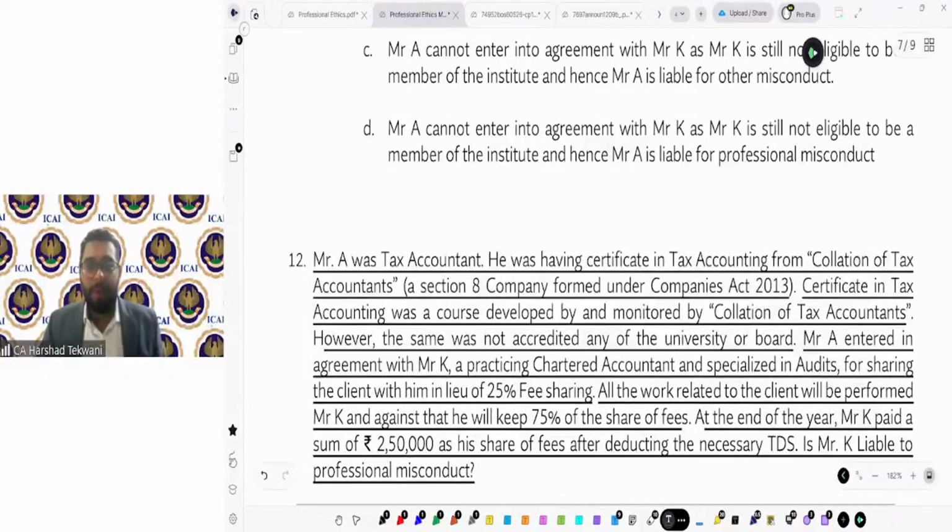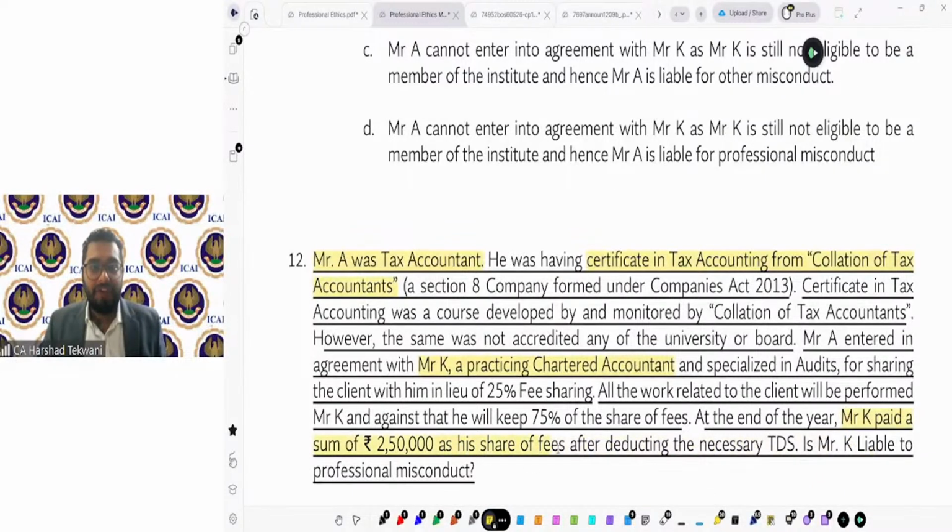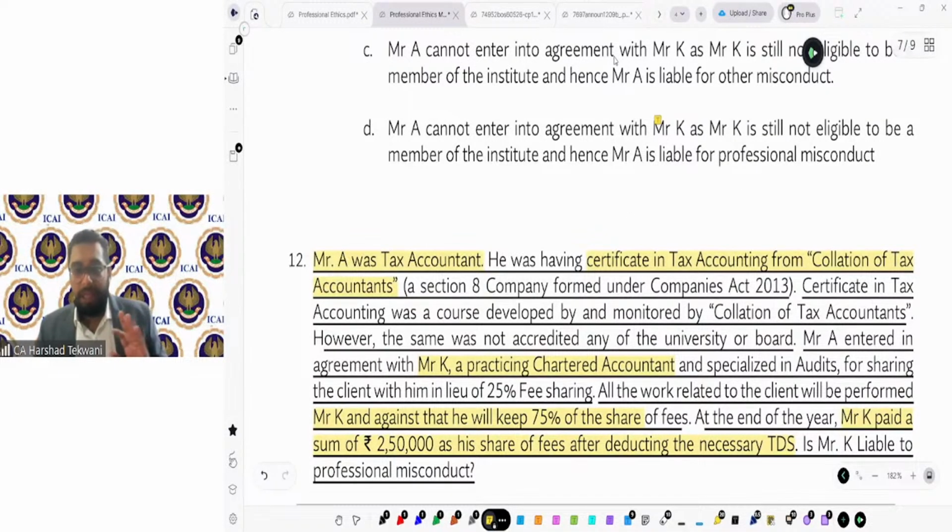So Mr. A entered into an arrangement with Mr. K, who is a tax accountant having a certificate in tax accounting from the Coalition of Tax Accountants. Now Mr. K is a practicing chartered accountant. So Mr. K paid 2,50,000, that is Mr. A's share of fees after deducting necessary TDS. Mr. K was supposed to keep 75% share and 25% was supposed to be paid to Mr. A as a commission. Is Mr. K liable for professional misconduct?